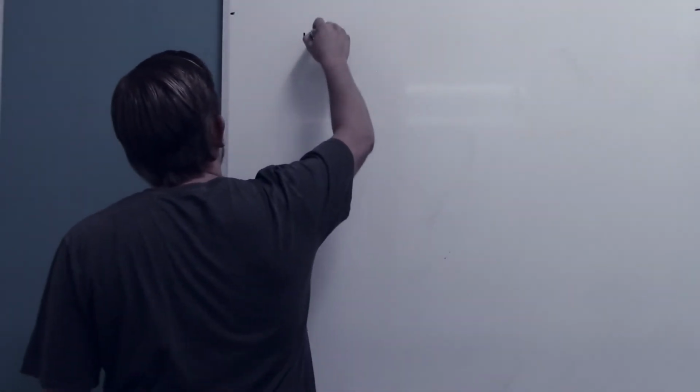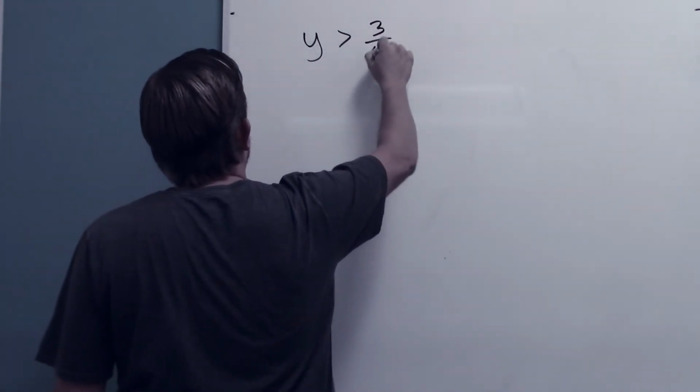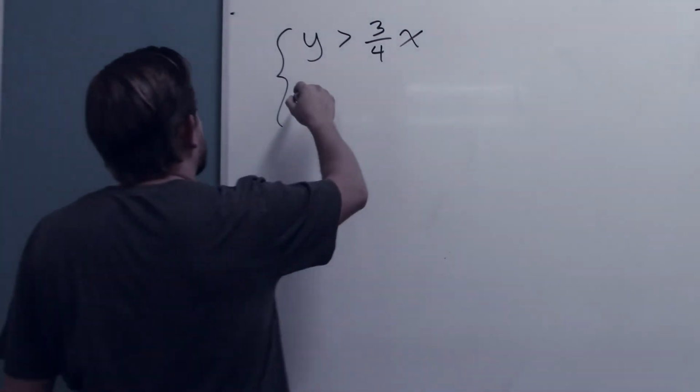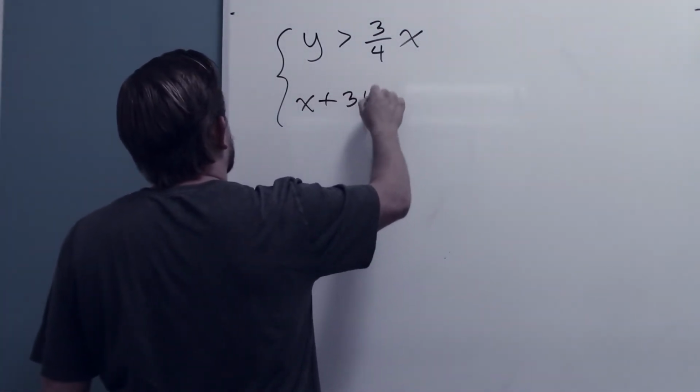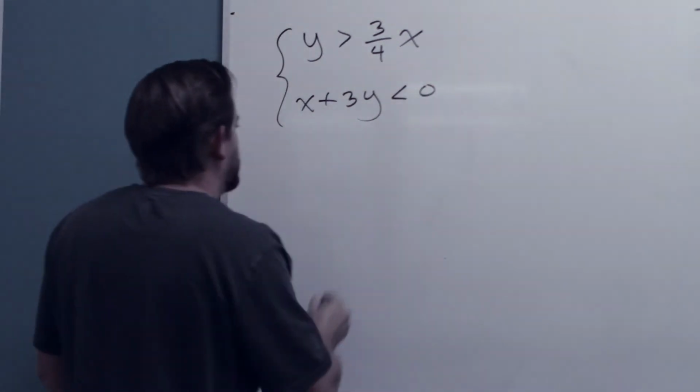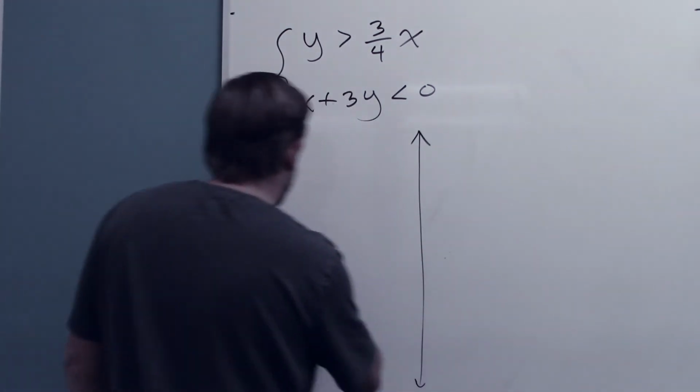Okay. Let's look at this last one here. Y is greater than 3/4 x, and x plus 3y is less than 0. Right? So I can graph each of these once again.